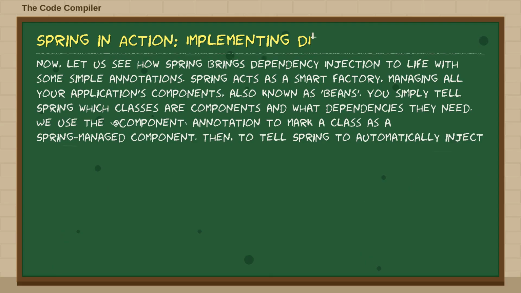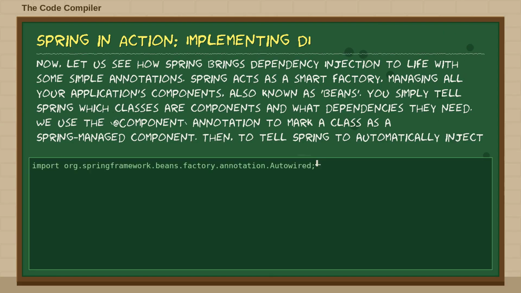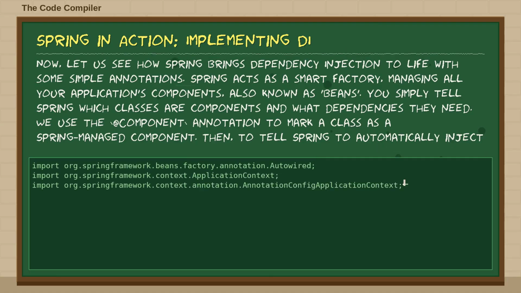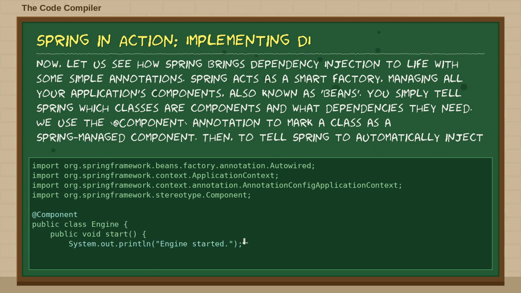This way, you do not write the new keyword. Spring handles object creation and wiring for you, making your code clean and manageable. This is the magic of the Spring container at work, providing the necessary objects where they are needed.